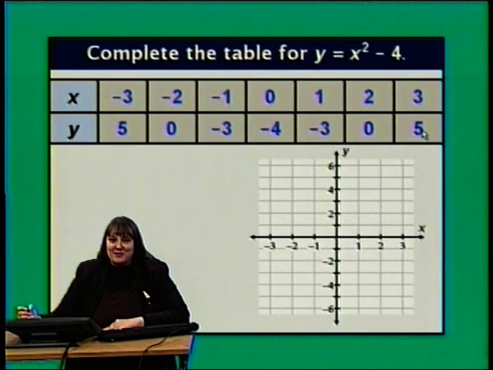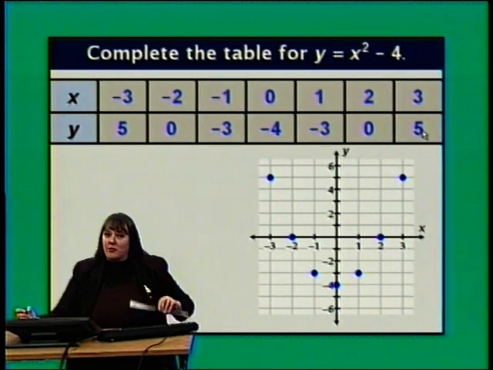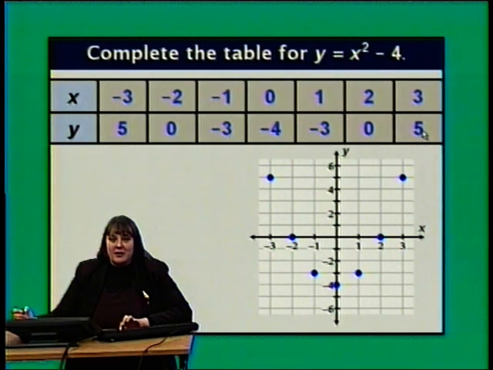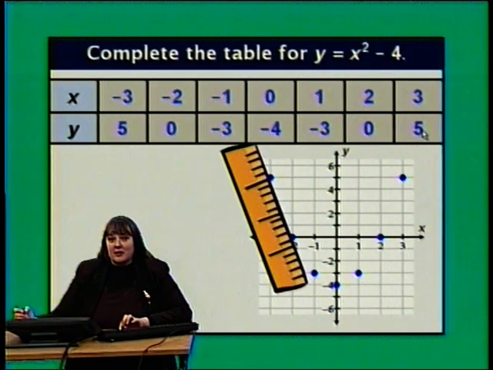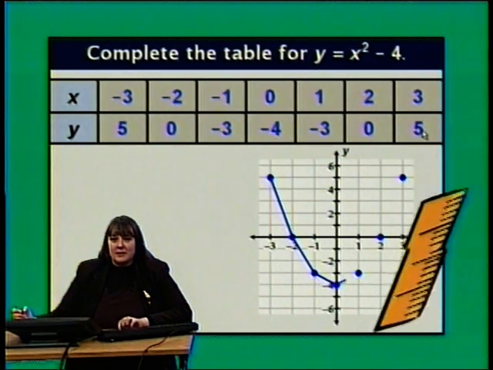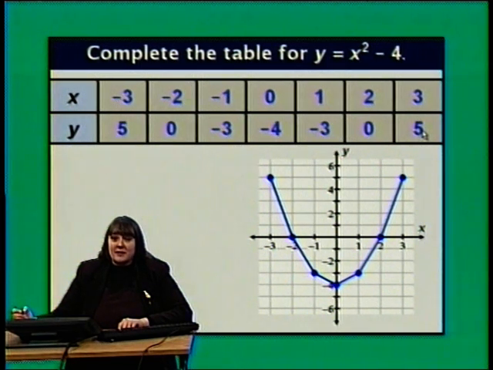Let's graph the 7 points that we just found. Now, what a lot of students will do when they first start working with quadratic equations is think about linear equations. When we're graphing a linear equation, we get out our straight edge. So they might take out a straight edge and use straight line segments to connect the points. If we do that, our graph looks something like this.